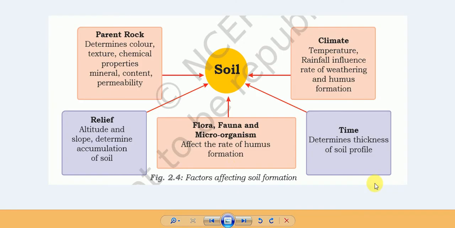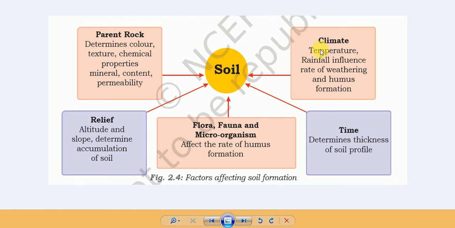And here is the summary. I think you may remember this diagram. It is taken from the lower class book, but it is very useful and important. Parent rock determines the color, texture, that is the size of the material, chemical properties, mineral content, and permeability. Then relief determines the accumulation of the soil. We have learned that on steep slope areas the soils are thin, for example.